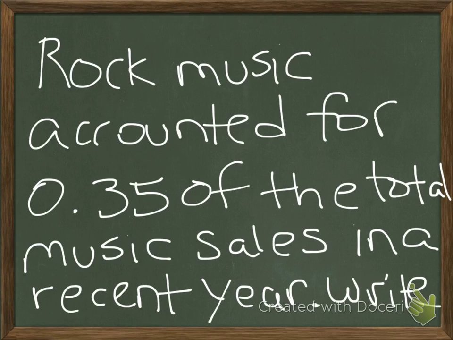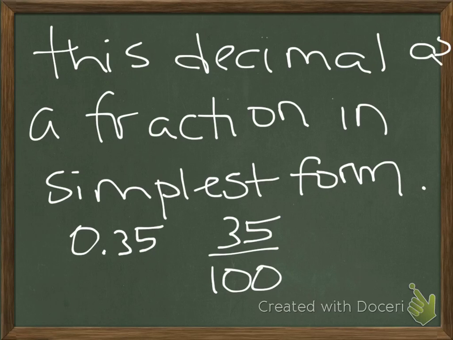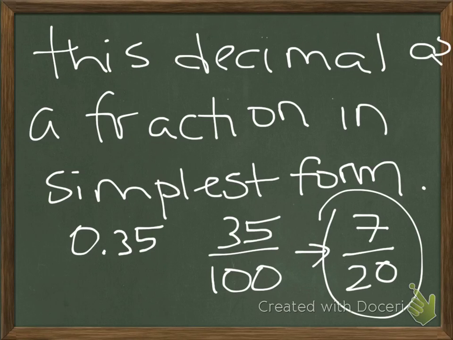Here we have a word problem where it says rock music accounted for 0.35 or 35 hundredths of the total music sales in a recent year. We need to write that decimal as a fraction. So I just said 35 hundredths because the 5 is in the hundredths place. So we're going to put 35 over 100. And we can divide by 5 again. So we get 7 over 20. And that would be as simplified as we can get.